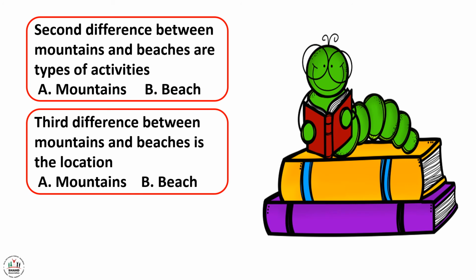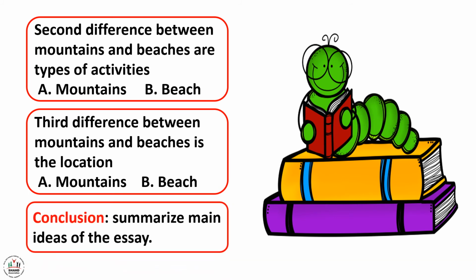The third difference between mountains and beaches is the location. Talk about the location of the mountains or the beach. In the conclusion, you need to summarize the main ideas of the essay.